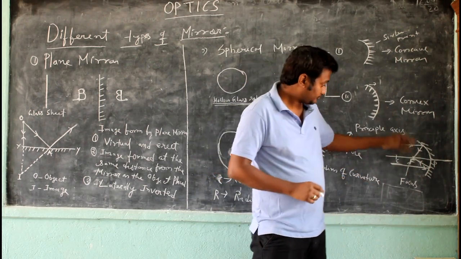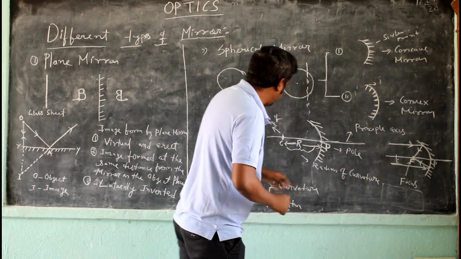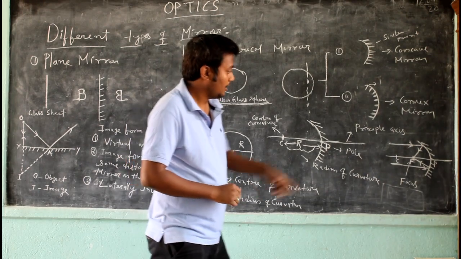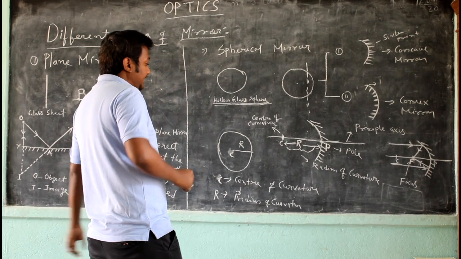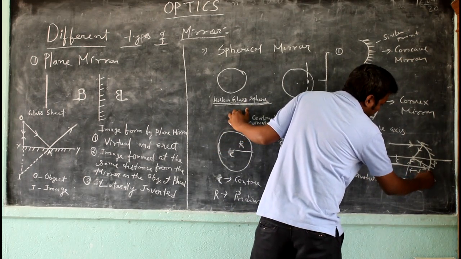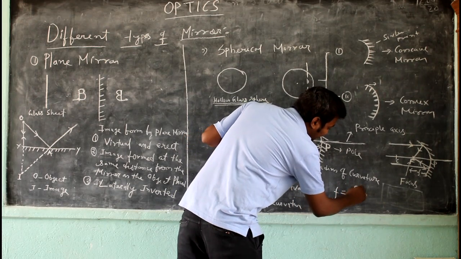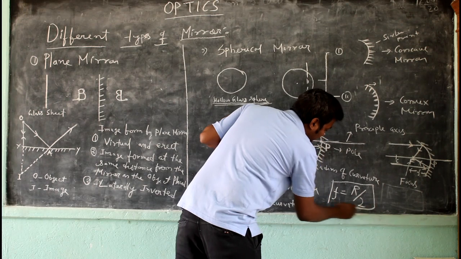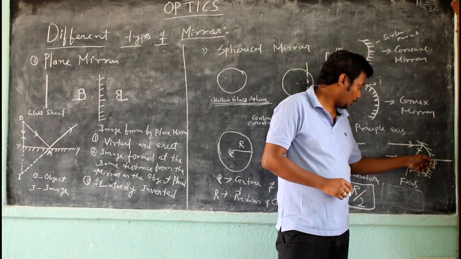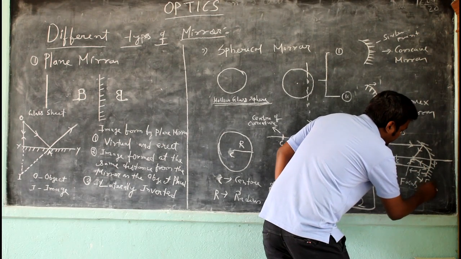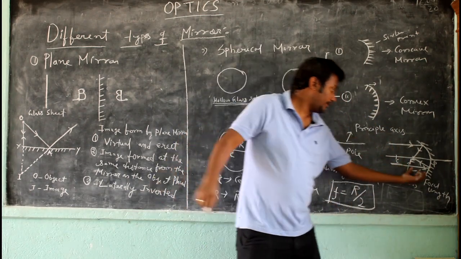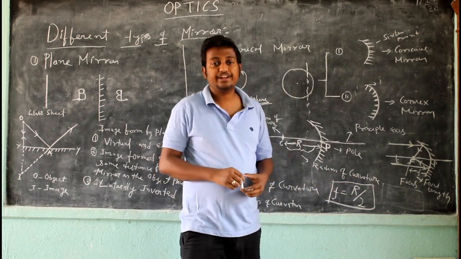So here we have discussed different terms in the case of a spherical mirror: center of curvature, radius of curvature, pole, principal axis, and focus. Mathematically, you can prove that F, the distance between the pole and focus, is equal to R by 2. The distance between the pole and focus is called the focal length. You can prove that this focal length is equal to half of the radius of curvature.